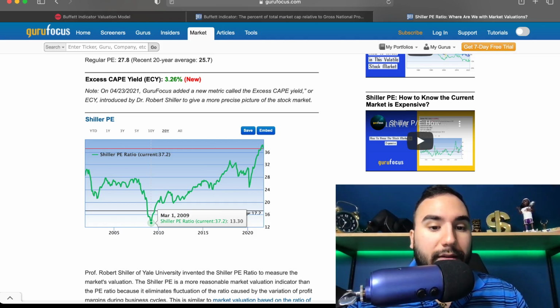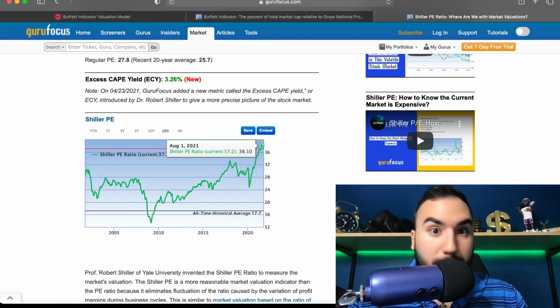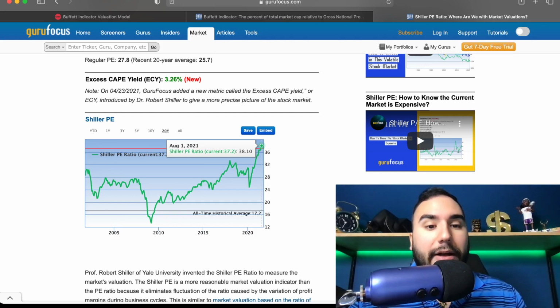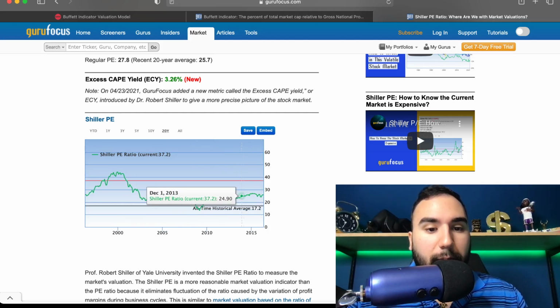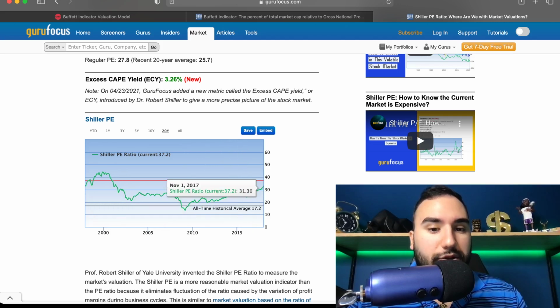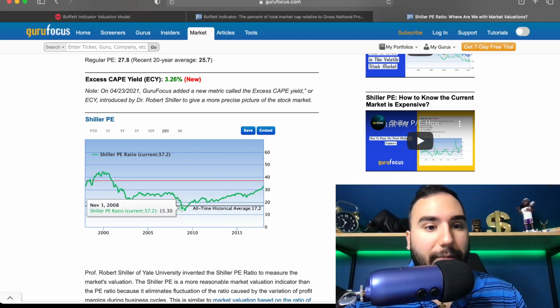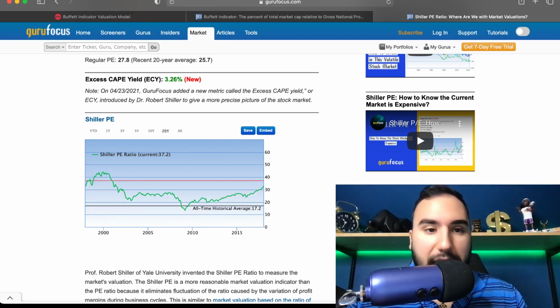And then from '09, 13 Shiller PE, now we're all the way to 38 again, pretty dang close to where we were during the dot-com bubble, meaning stocks are decently overvalued right now, according to this metric. You can see the all-time historical average is 17.2 for the Shiller PE. Now, again, we're at 37. So we're very high, a lot higher than the historical average.